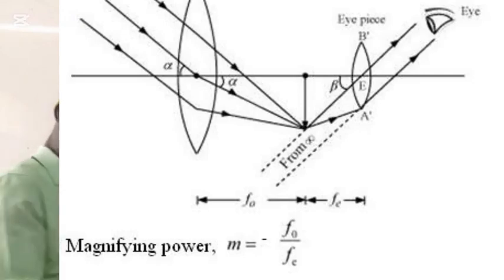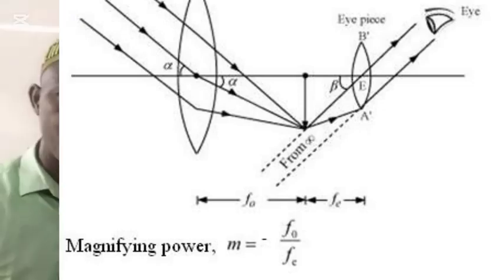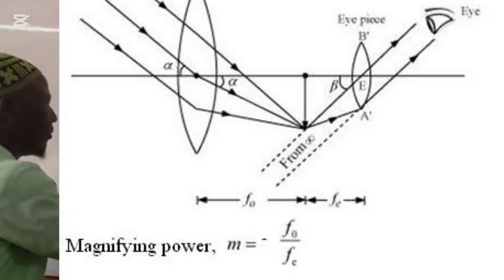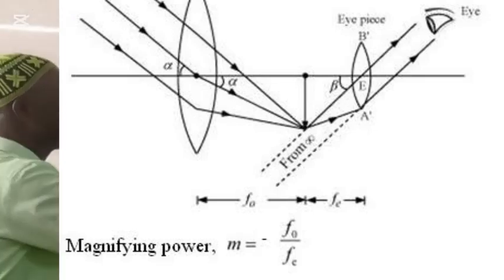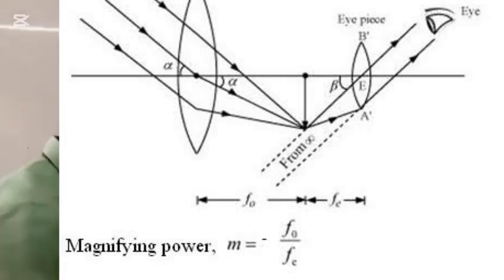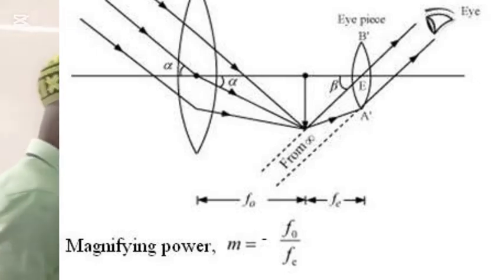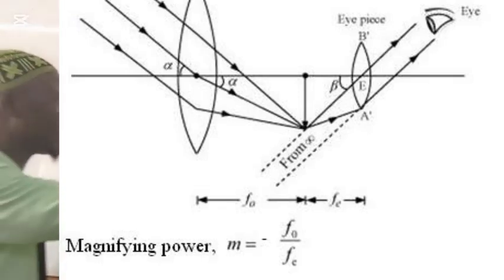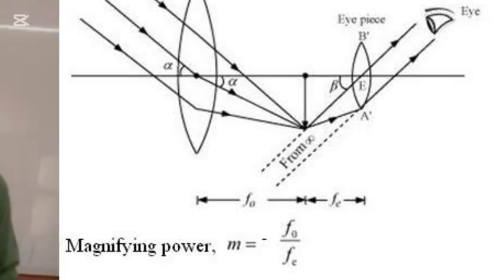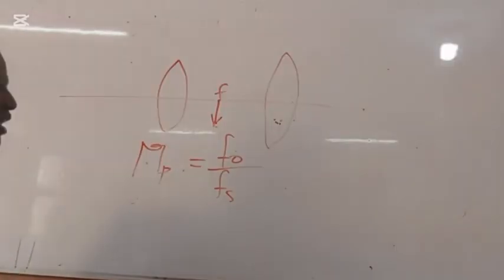Then for the telescope, if you are looking for the magnification power, the magnification power of the telescope is equal to the focal length of the objective lens divided by the focal length of the eyepiece. So you find the ratio of the two, and whatever you get is the magnification power of the telescope.